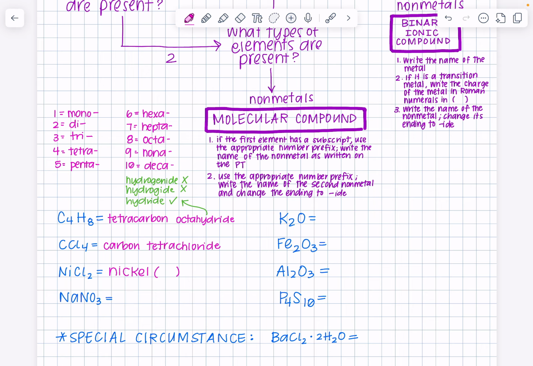Then step 3, write the name of the nonmetal and change the ending to IDE. This piece is just like with our molecular compounds, but you should never have a prefix. If you're over there dealing with ionic compounds, never, ever, ever have a prefix. So chlorine becomes chloride.